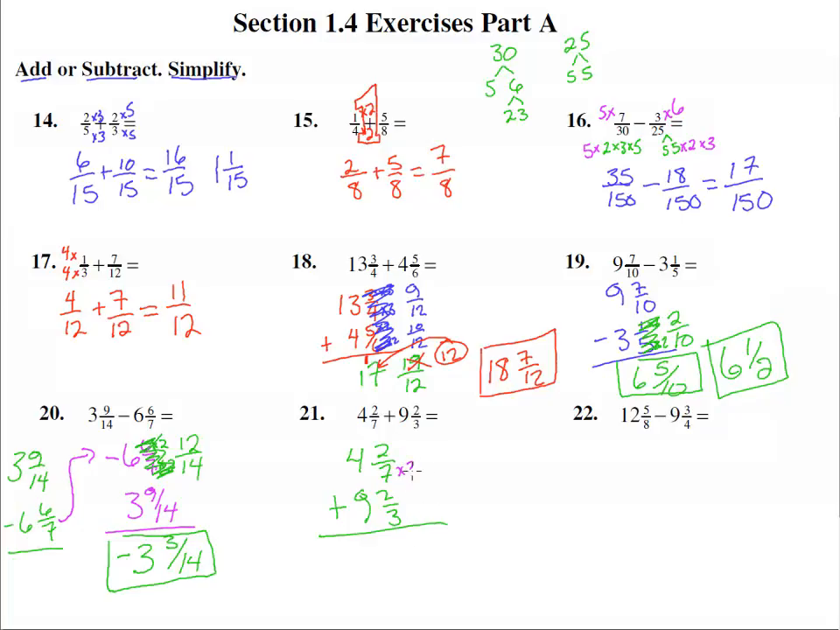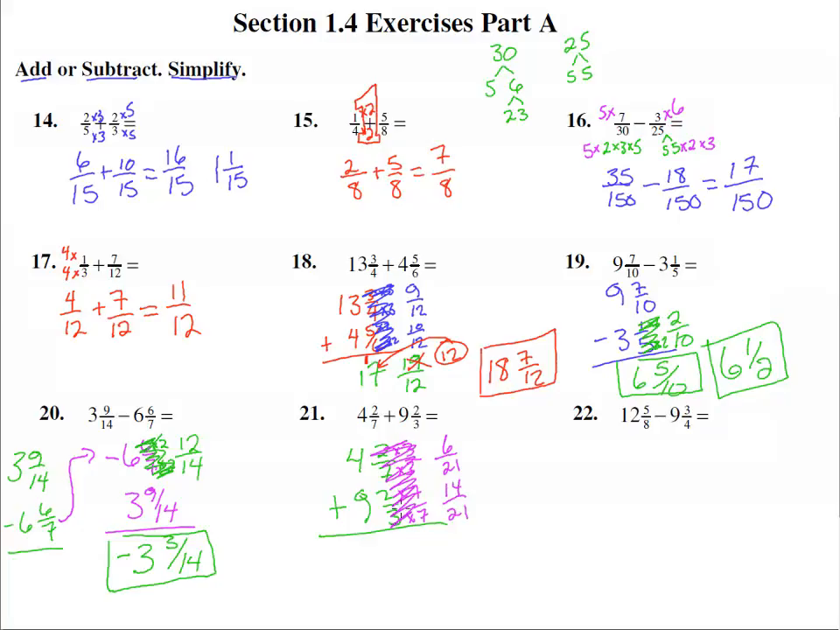So we'll times this top guy by 3, and times the bottom one by 7 over 7. We're not really timesing by 3 or 7. We're just timesing by 7 over 7, which is 1. That's how we keep them the same. So 6 over 21, and this is 14 over 21.